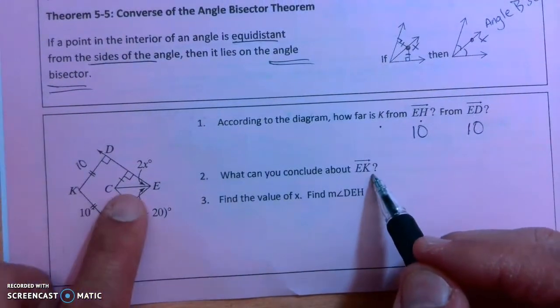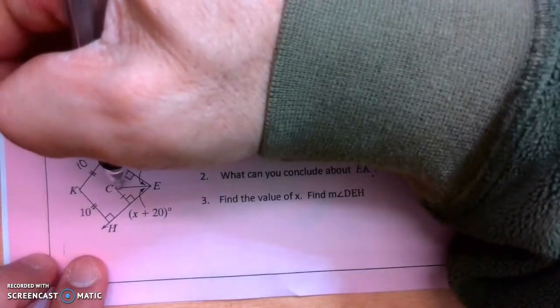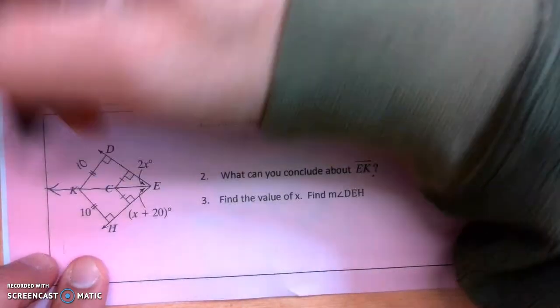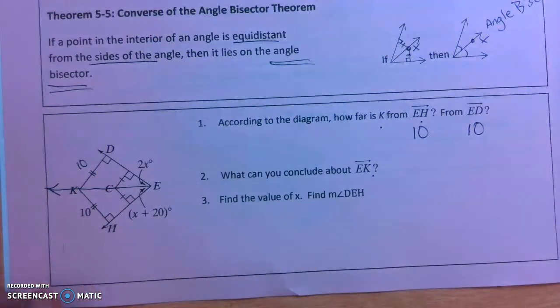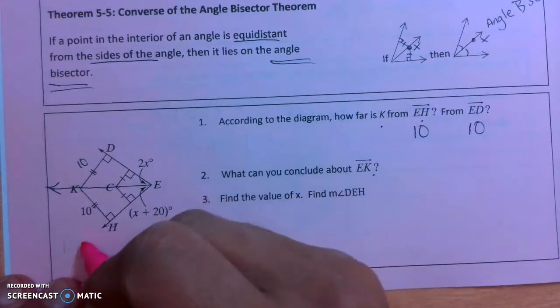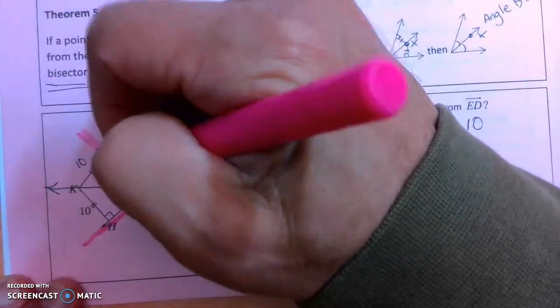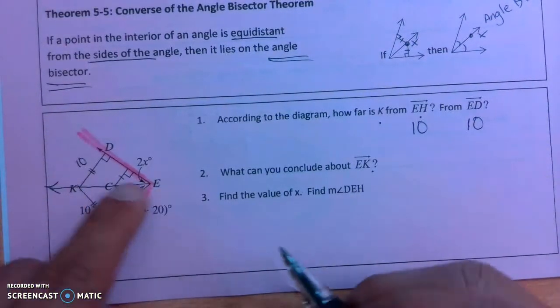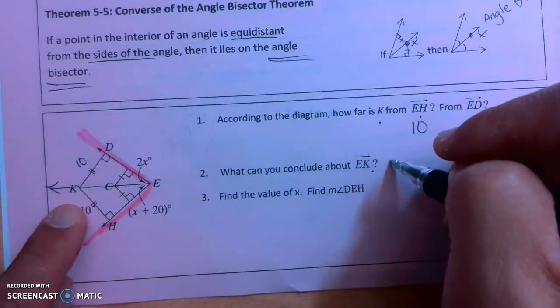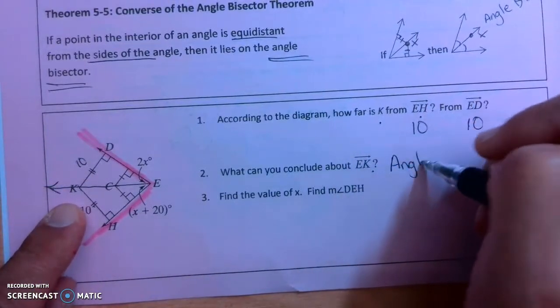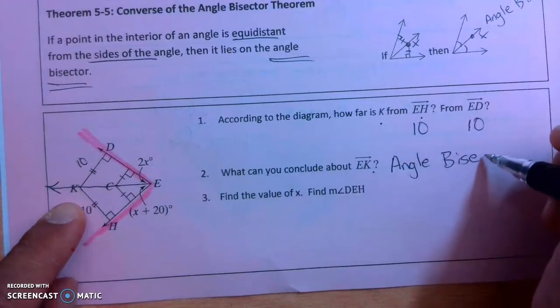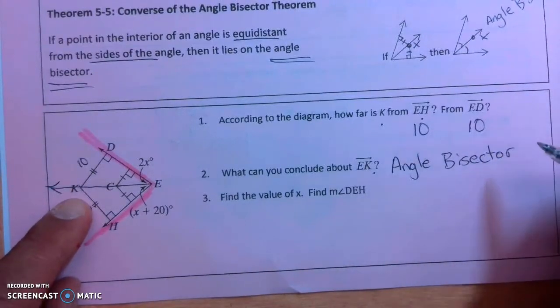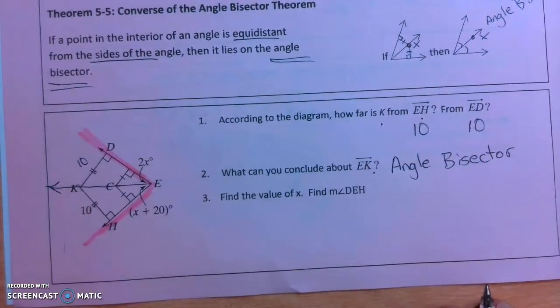What can you conclude about EK? Well, because I am equidistant to this big, here, let me use a color here. This color is going to come in. Because I'm equidistant to this pink angle, I'm 10 inches here, I'm 10 inches there. This line, EK, must be the angle bisector. This point K must be sitting on the angle bisector. It splits this pink angle perfectly in half.